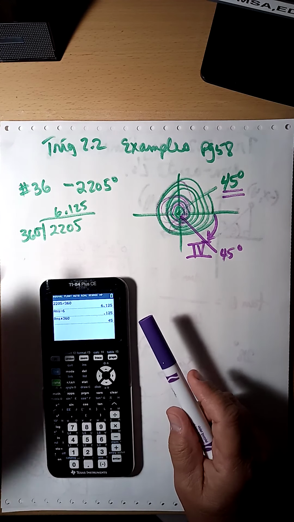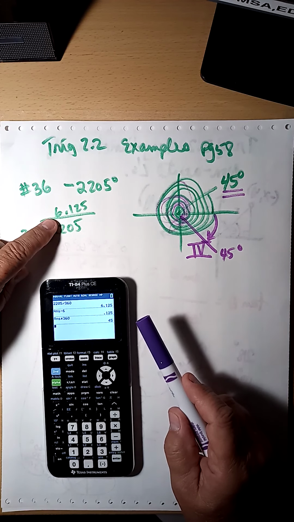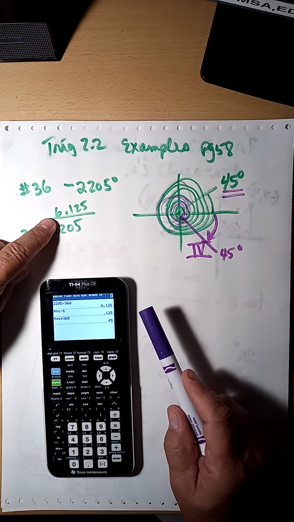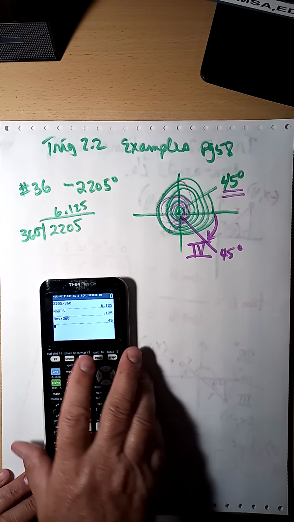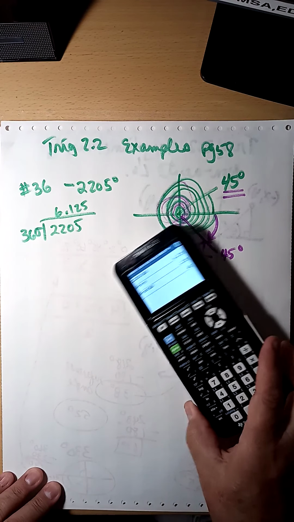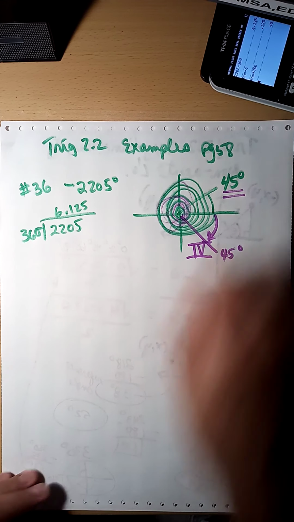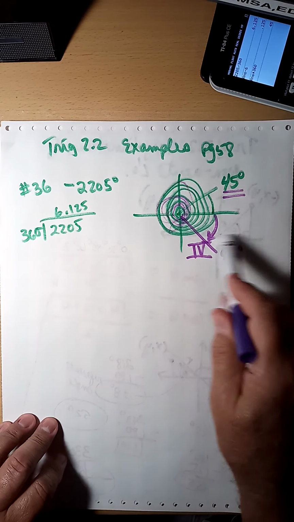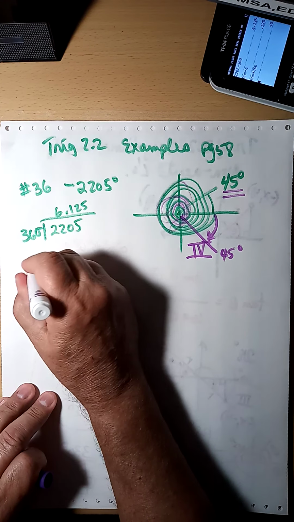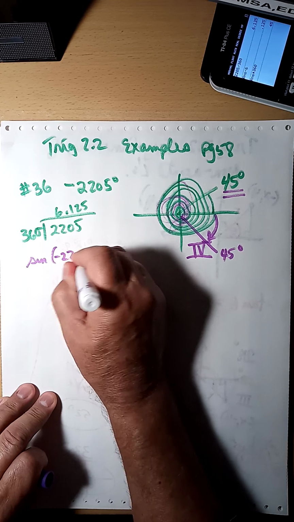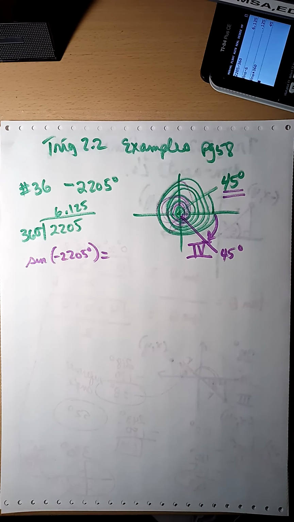Anyway, take the angle, if it's really big, divide by 360. The whole number tells you how many times you go around the circle. Subtract that because you just need the decimal. That's the fraction you went around the circle again. And then you can draw your picture and figure out the rest, in this case 45. So when I look at the sine of a negative 2,205 degrees, I'm really looking at the sine of 45. Remember that?